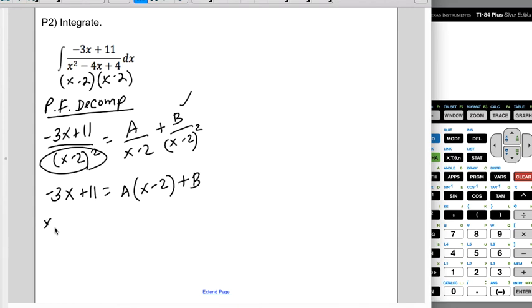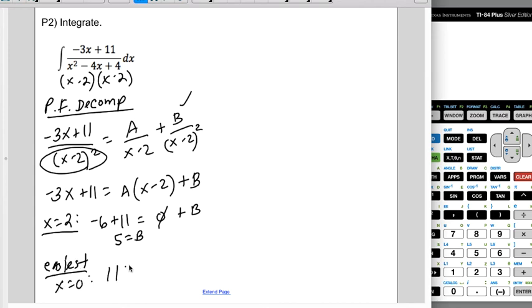When I do my clever substitution, I pick x is 2 to knock out the a term. So I get negative 6 plus 11 equals nothing for a plus b. So I get 5 as my b. Now I pick the easiest x I can think of, which is generally going to be either 0 or 1. I think 0 is the easiest. So I'm going to get 11 equals a times negative 2 plus 5. When I subtract the 5 over, I get 6 equals a times negative 2. So I get a as a negative 3.